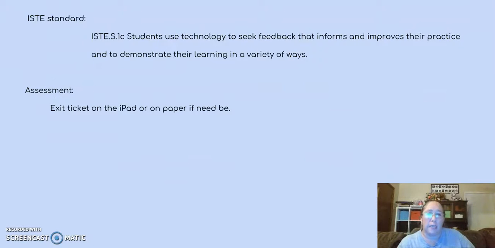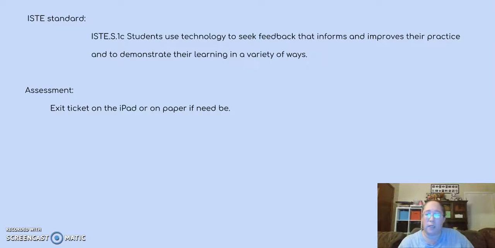The ISTE standard is students who use technology to seek the feedback that informs and improves their practice and to demonstrate their learning in a variety of ways. We are lucky in our district that our students have iPads. And it's one-on-one iPad, so they don't have to share.